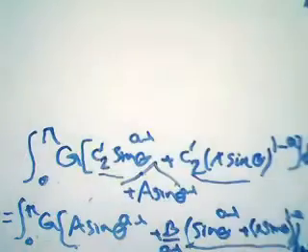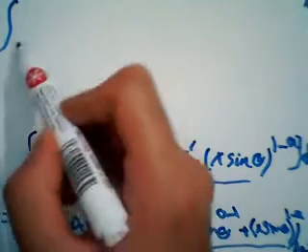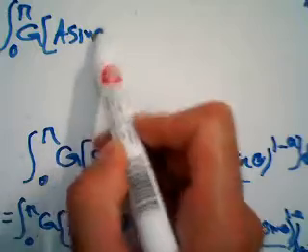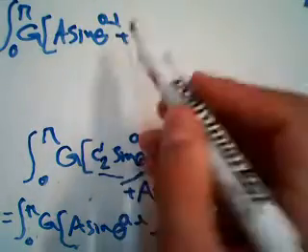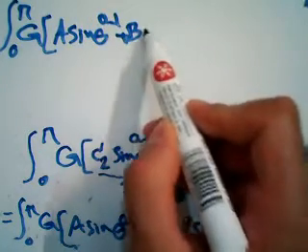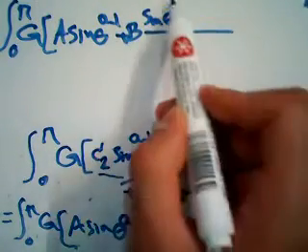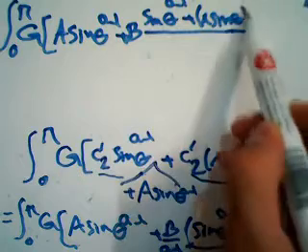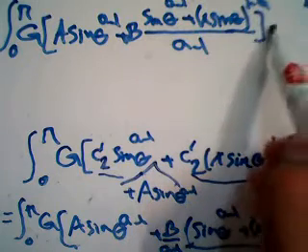and let's write the whole thing again here. The integral from zero to pi G A sine theta A minus 1 plus B, this again, sine theta A minus 1 plus x sine theta 1 minus A over A minus 1 d theta.